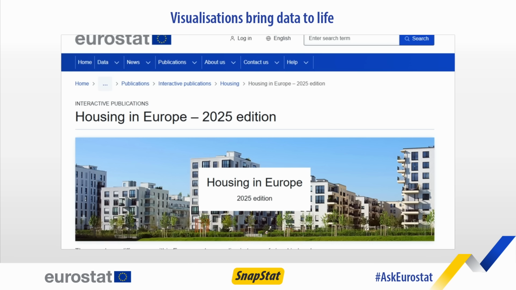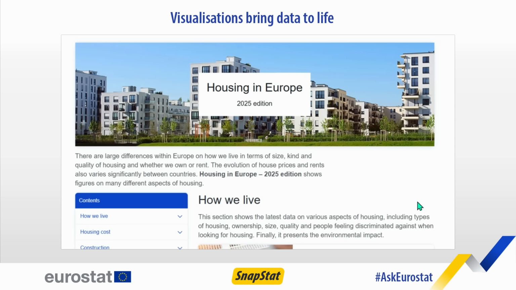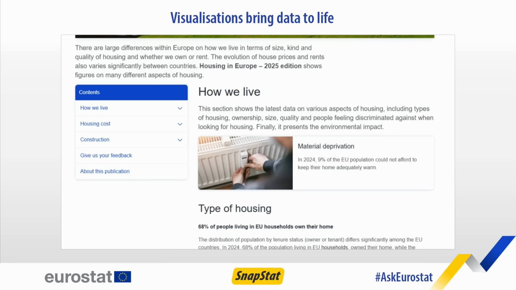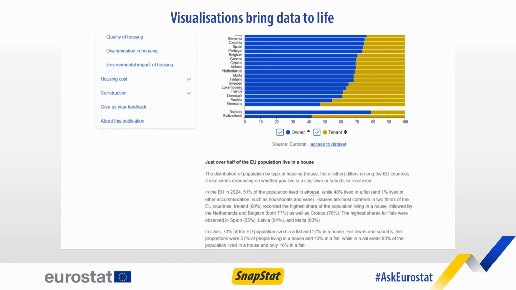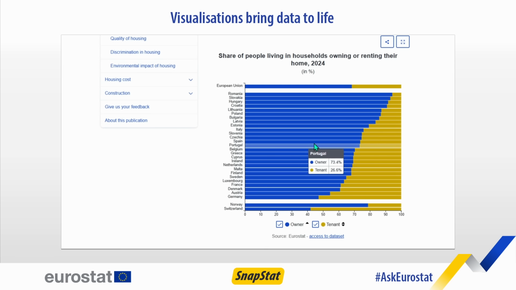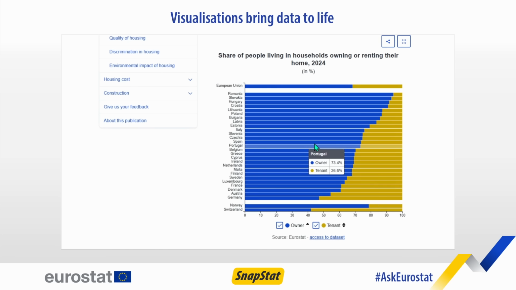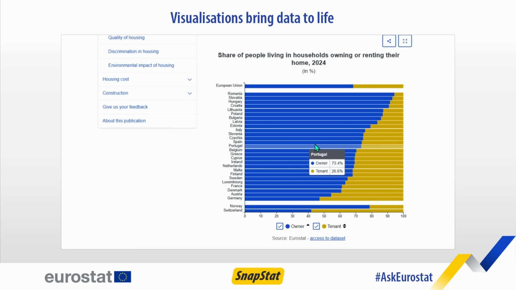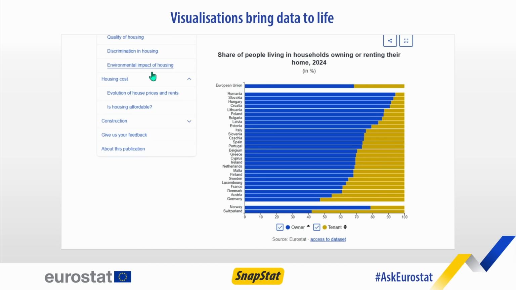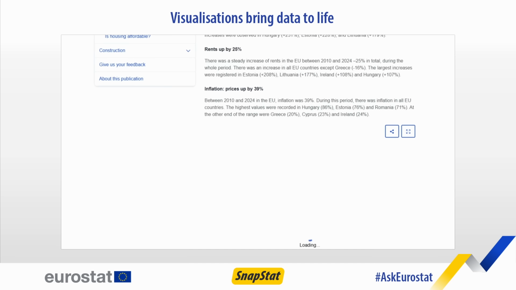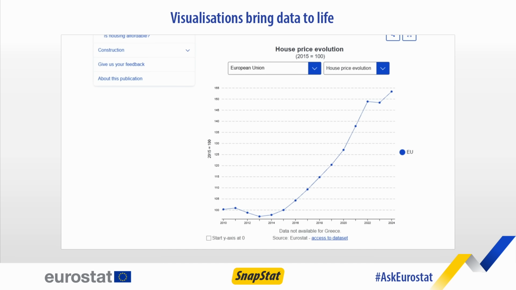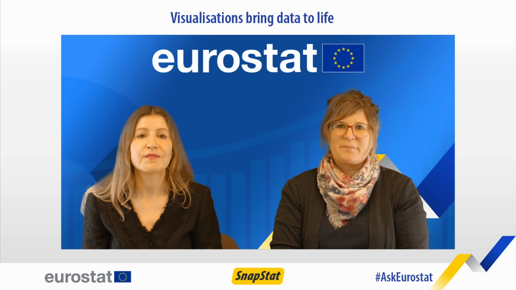This publication, which contains explanatory text but also interactive data visualizations, gives you a quick and easy overview of the topic. For example, here you will find a chart which shows you the split between those people renting their house or owning the house. In addition, you can also find a chapter on housing cost and you can see how house prices have evolved over the last years.